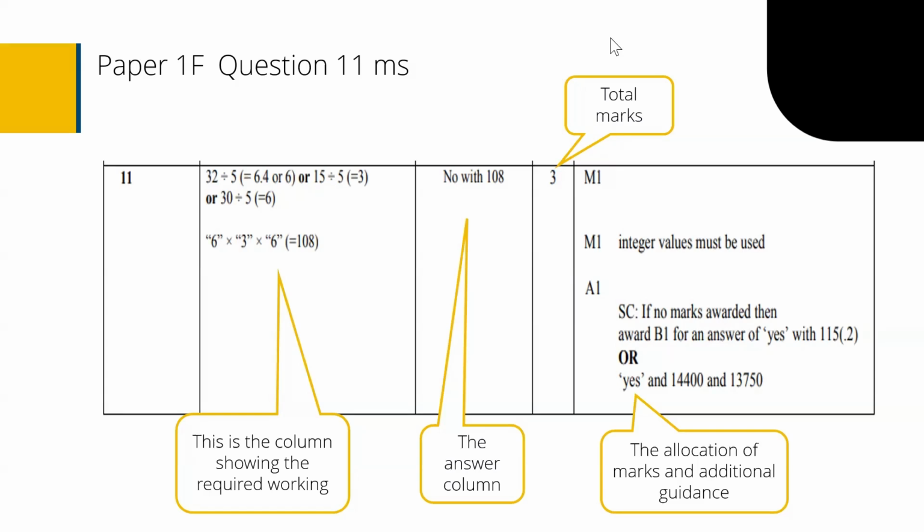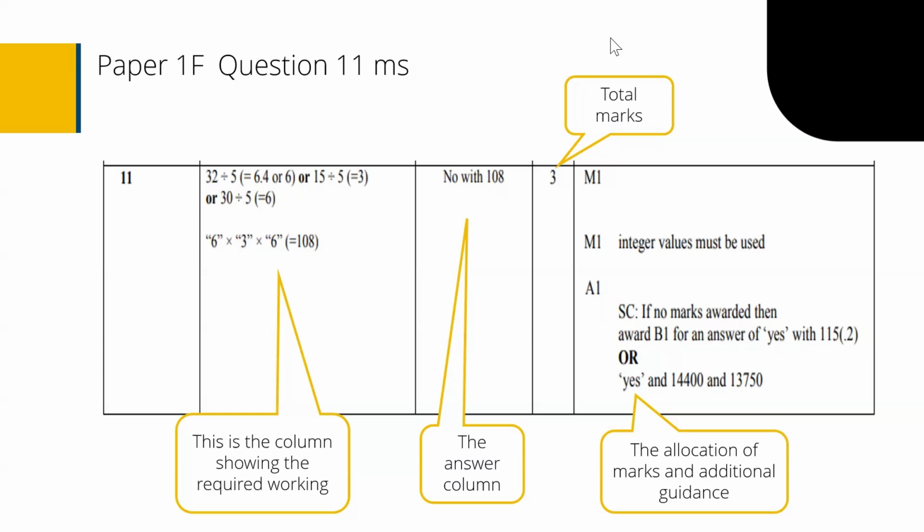The third column has the answer of 108 that they need to see. The final A mark not only needs the answer of 108, but a conclusion as well. So you see even a simple thing as "no" here, otherwise, you won't have that. When you see SC, that means special case. And it says if no marks are awarded, then award B1 for yes with 115 or that. So they gave you special cases where you can award marks.